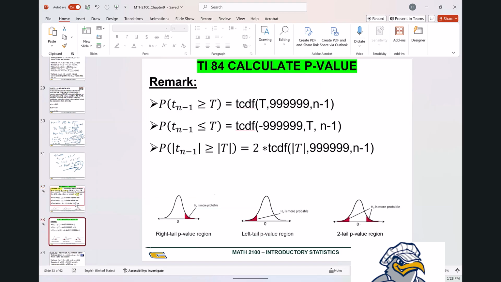Basically, this is how you do it. You just use the TCDF function for T n-1 greater than or equal to t, TCDF from t to a big number with n-1 degrees of freedom. Similarly, use a very small number for the left side, and for two sides, it's just 2 times the TCDF of the absolute value to a big number with n-1.